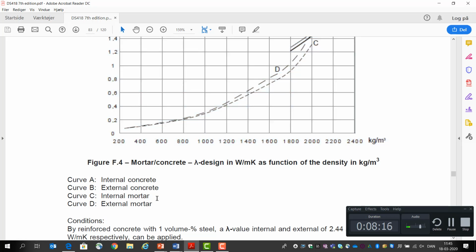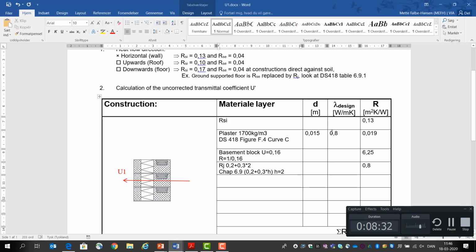So internal mortar, density of 1700. So I go up here and over to 0.8. And I write that. And then I get the R value. And the R value is the resistance, and I get that by taking 0.0015 and dividing it by 0.8.